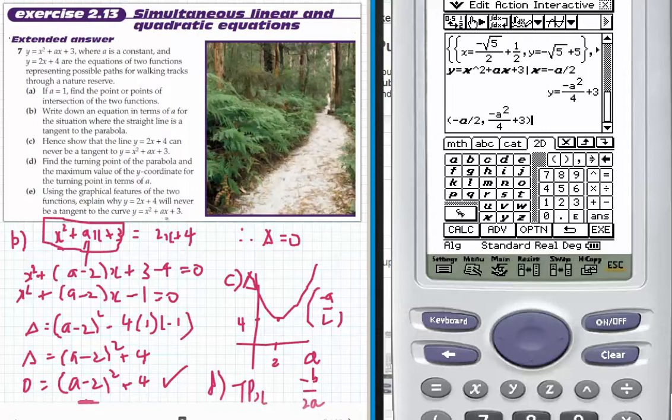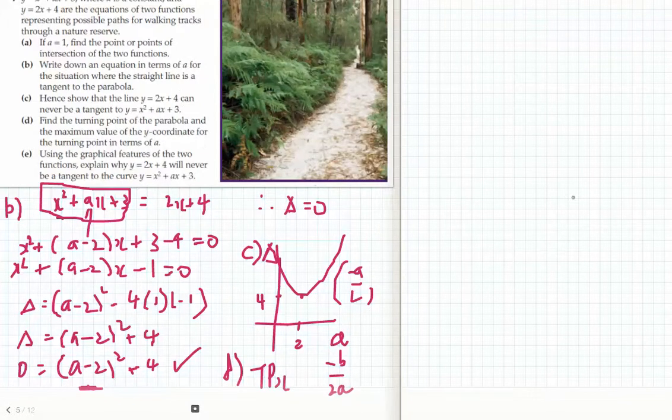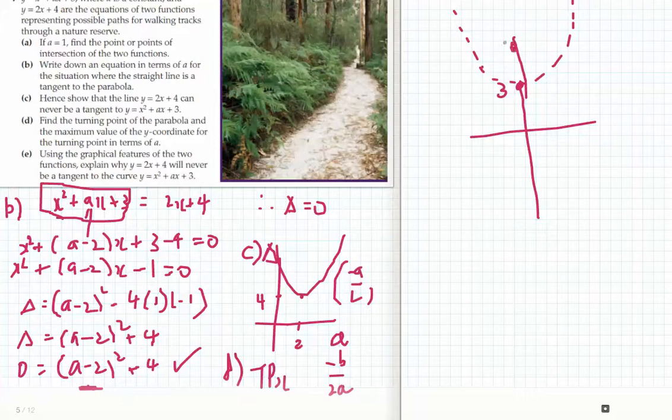Using graphical features of the two functions, explain why y equals 2x plus 4 will never be a tangent to the curve. Okay. The graphical features of this particular situation are such that I've got a parabola that goes through at 3, and it's a cup. And I've got a straight line that goes through at 4.